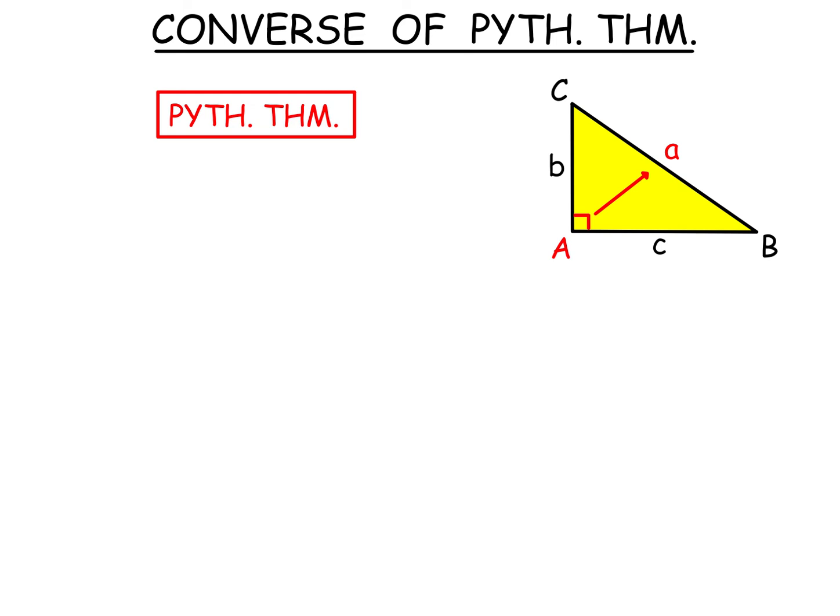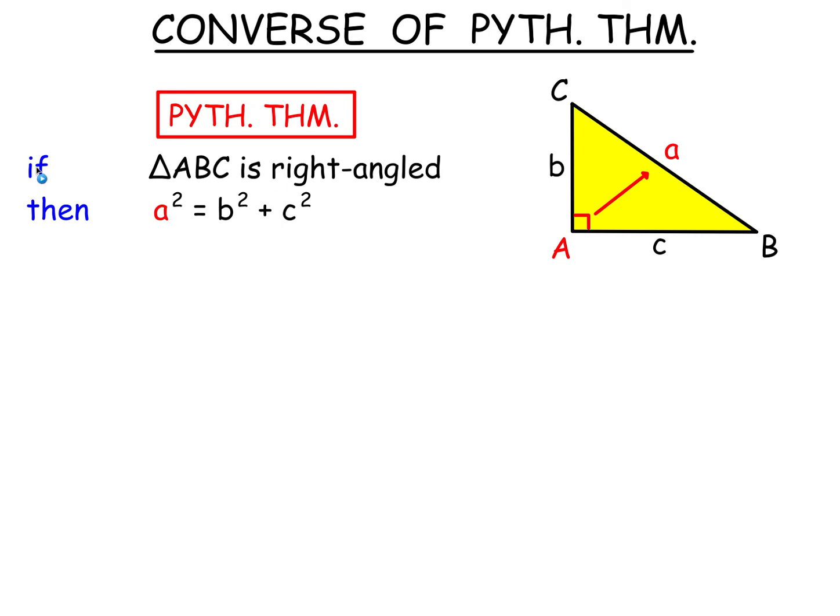Pythagoras' theorem involves right-angled triangles. Side A here is opposite the right angle; the hypotenuse is A. Pythagoras' theorem says a squared equals b squared plus c squared. So if a triangle is right-angled, a squared equals b squared plus c squared.